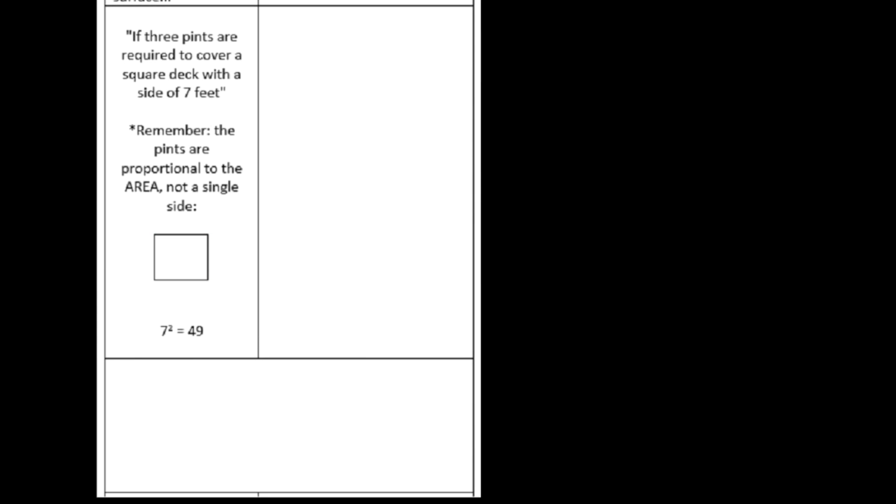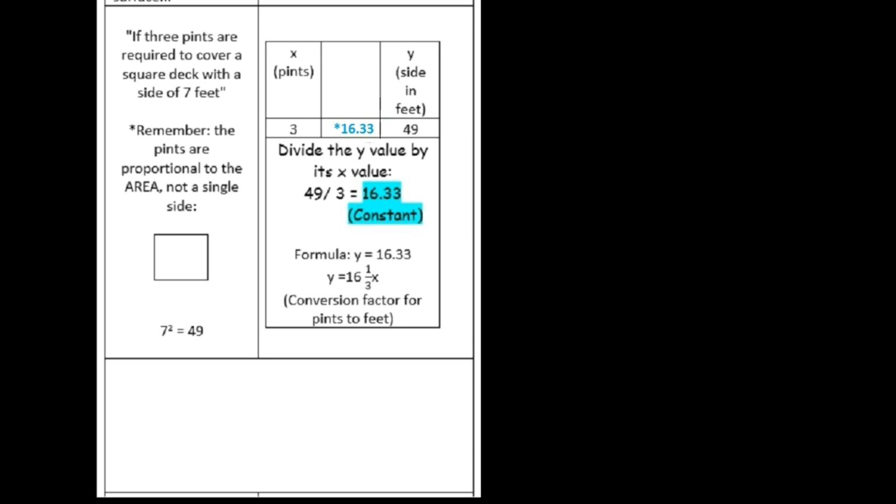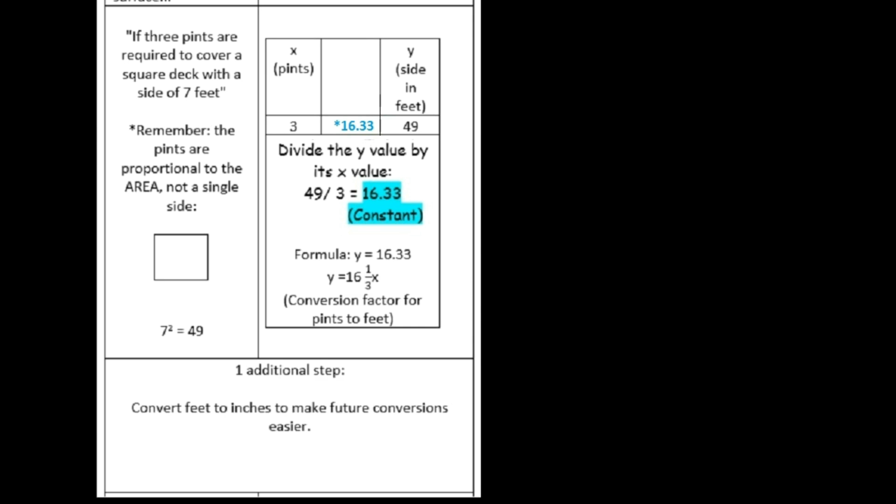So let's look at this. We know 7 squared is 49, so let's take a look at our chart. 3 times what will give us 49? Well, here's the part where we divide. So 49 divided by 3 is 16.33. That's our constant. That gives us a conversion rate for pints to area, all right? And it shouldn't say y side in feet, but area over there. So y equals 16 1/3 x, or y equals 16.33x.